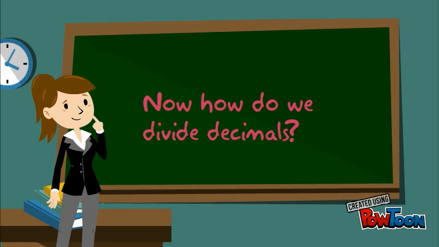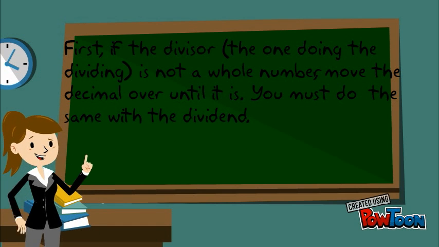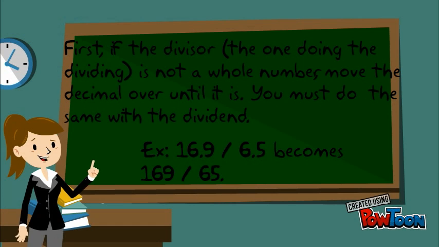Now we're going to look at how we divide decimals. First, if the divisor, which is the one doing the dividing, is not a whole number, move the decimal over until it is. You must do the same with the dividend, which is the one being divided. So 60.9 becomes 169, and 6.5 becomes 65.